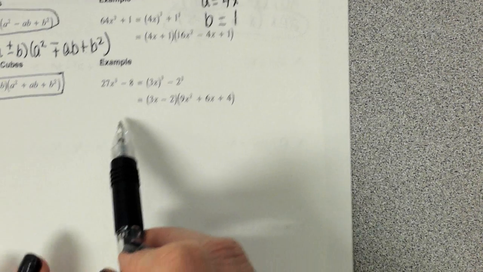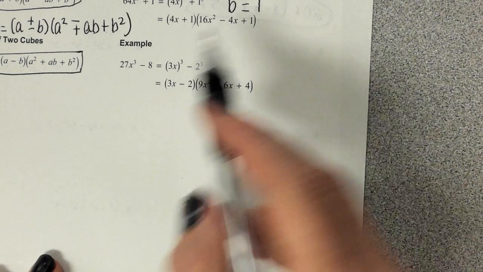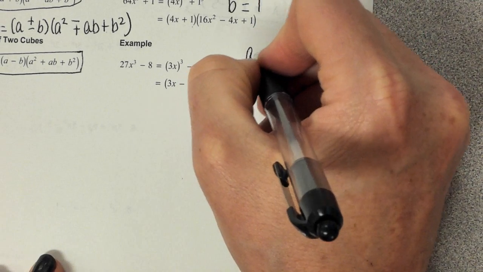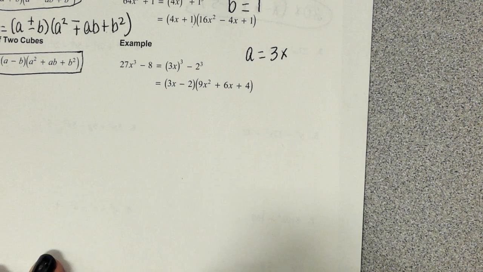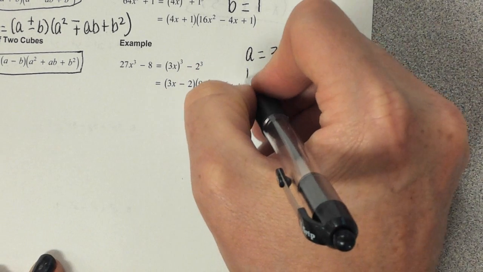All right, what about the next one? What's the cube root of 27, everybody? So it's going to be 3x, right? That's going to be our A value, because that's our cube root. Charlie Hall, what's the cube root of 8?